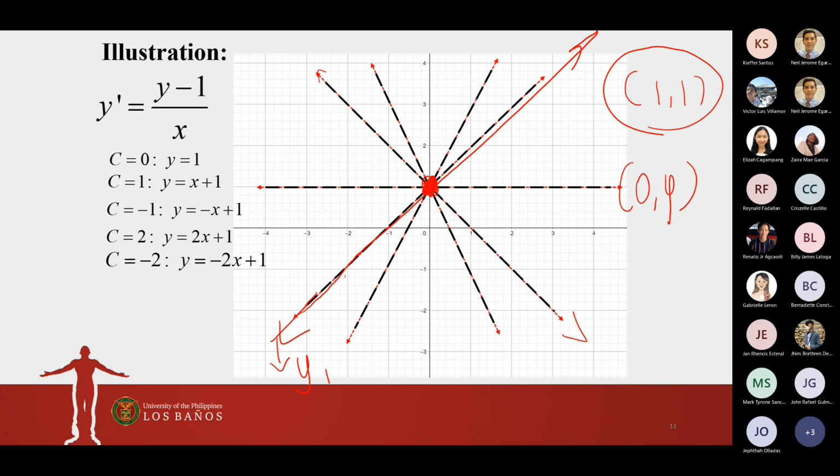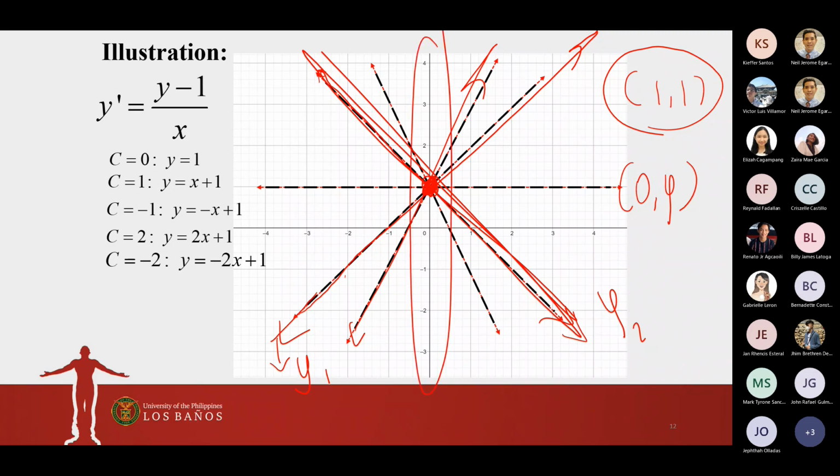Let's call it y1. However, if I trace this direction, these line elements over here, I get another solution. Call it y2, and so on. The solution at (0, 1) is not unique. All right? And the other characteristics of solutions passing through the line x equals 0 is a question mark, right? For the solutions passing through there when x is equal to 0, we are sure that the solution is not unique.